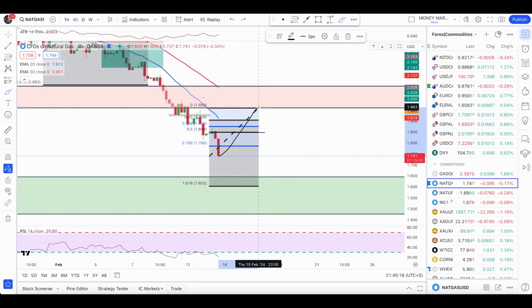If you have a hit of the zone above followed by a bearish engulfer, in that case we will have an aggressive entry from the zone. Or if we have a double top pattern, in that case I'm going to go short.